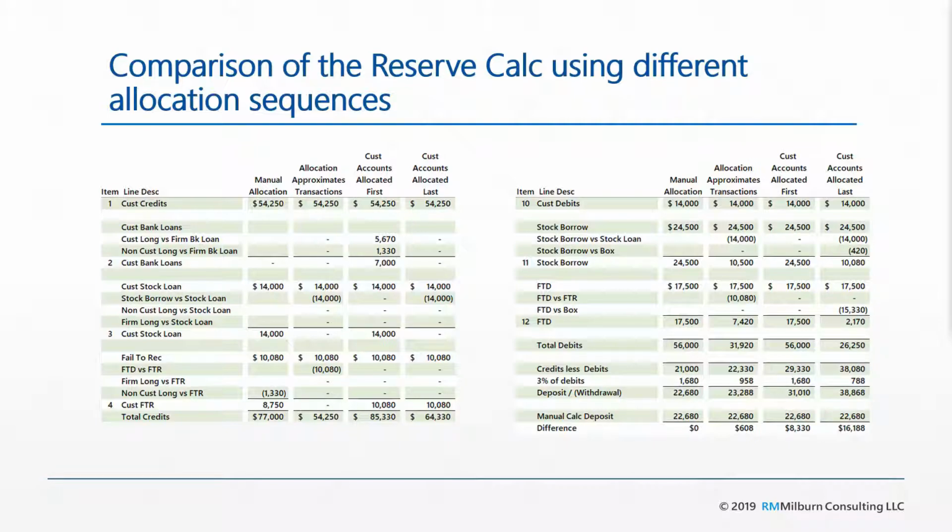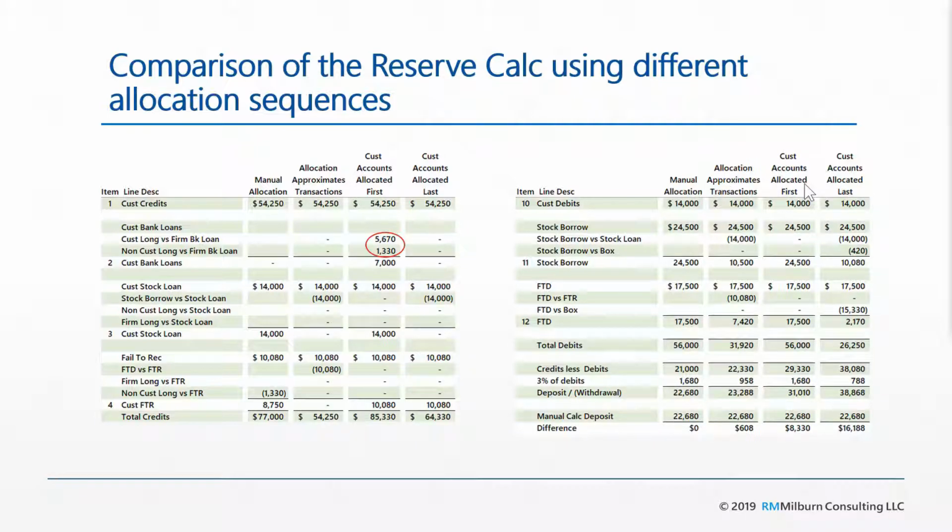Let's look at the difference in deposit amounts versus the manually performed reserve calculation. All of the examples meet the first requirement of accomplishing maximum protection of customers, as all have a higher deposit requirement than the manual. Therefore, the first requirement is met by all of the calculations. For the second requirement, the customer accounts allocated first, which is example number 3, has allocations that increase the credit side of the formula by allocating customer and non-customer shares to the firm bank loan. As we know from the transaction list, this did not happen.